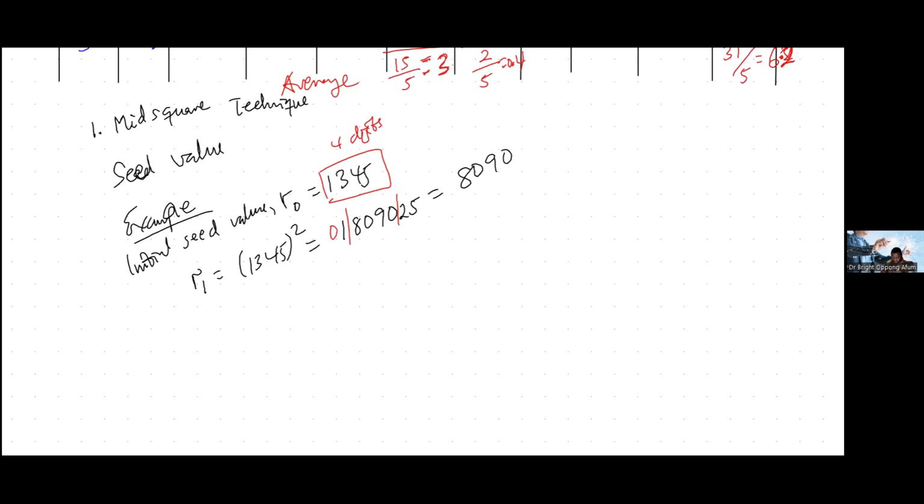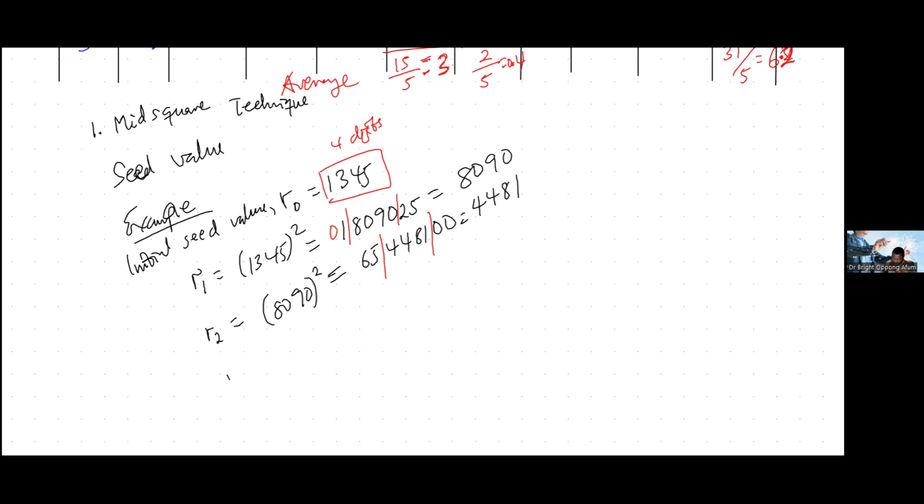The next random number is based on the square of the just generated random number. The square of the just generated random number is 65448100. When you take the middle 4 digits, you're going to get 4481. So that's the random number.